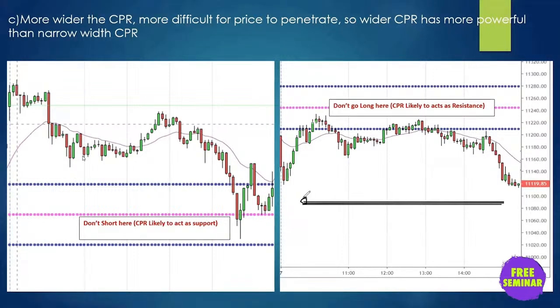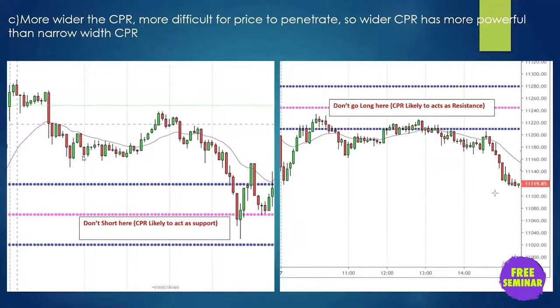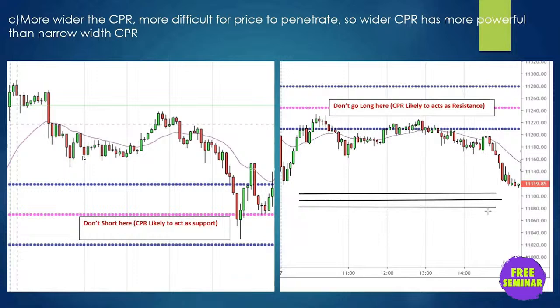Trending day means the market opens at one end of the day, keeps going up, and finally at 3:30 the market closes at the other end. That is what is called a trending day. And a trending day you will more commonly see whenever the CPR is very narrow. When the CPR is very narrow, you are more likely to see a trending day. What about the average CPR? Remember, most of the time the market has an average CPR. Wide CPR and narrow CPR are rare, but average CPR is what you will most likely see most of the time. So what about the average CPR?